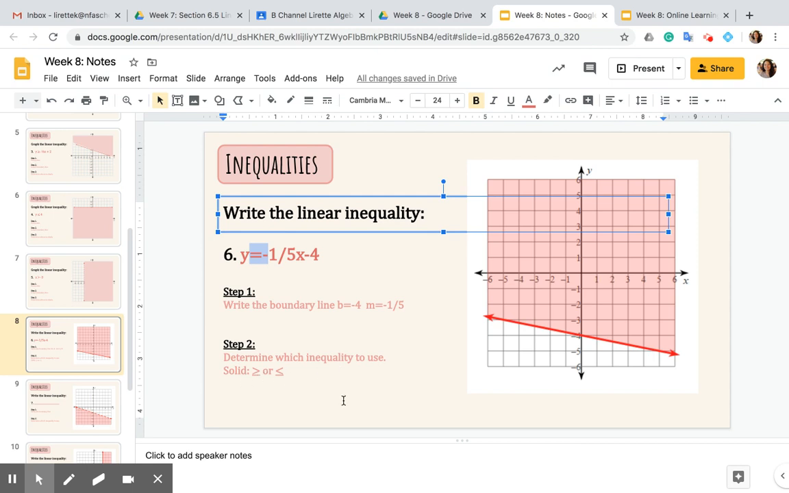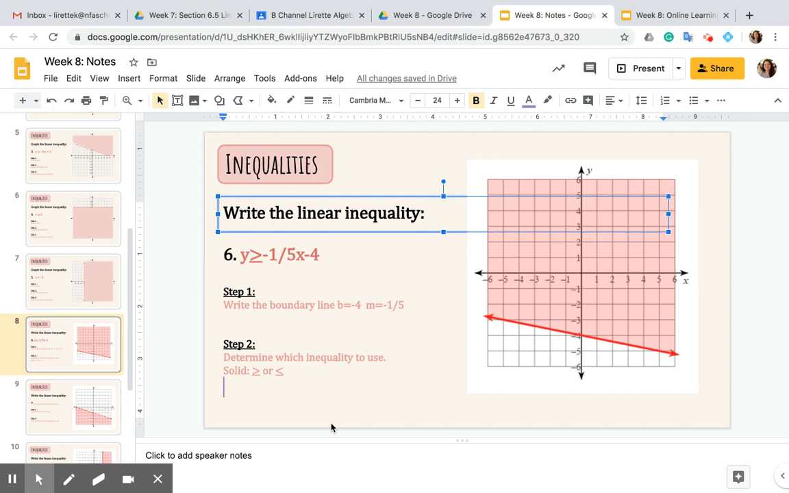To determine which one, you look at where the shading is, okay? So if I put my cursor on this line here, you're going to move vertically until you reach the shading. If you move up, you're going to pick the greater than symbol. If you have to move down to reach the shaded region, you're going to pick the less than symbol. So if I put my cursor anywhere on this line, I need to move vertically up above that line in order to reach the shading. So I want the symbol that is greater than or equal to.